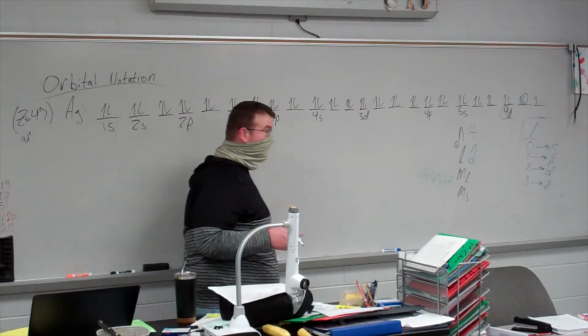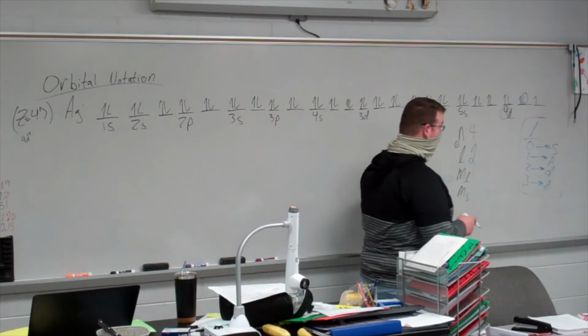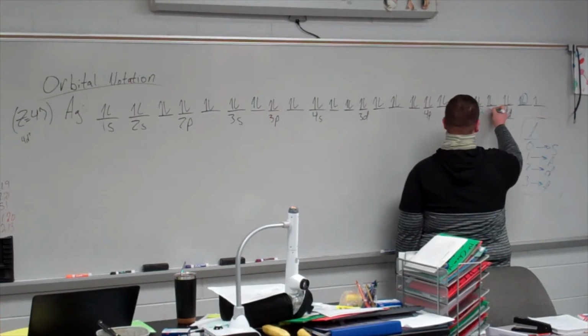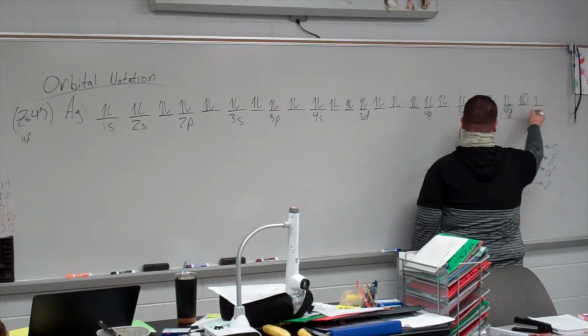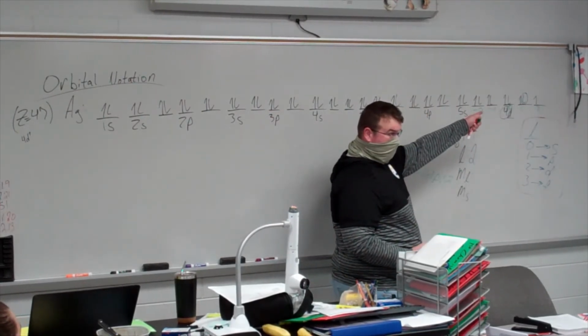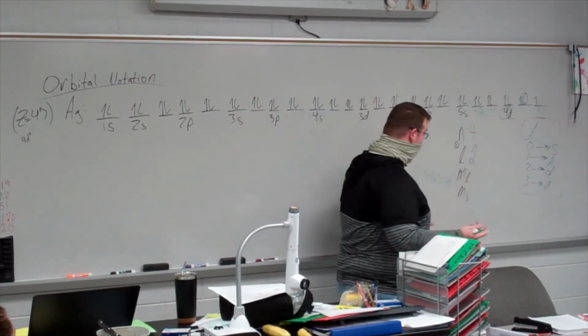How many orbitals are in a D block? 5. So this orbital is negative 2. This one's negative 1. That one's 0. That one's 1. That one's 2. Where's the electron? In the 1.